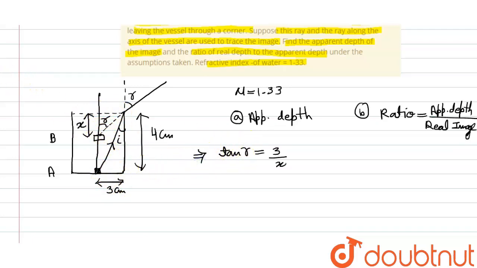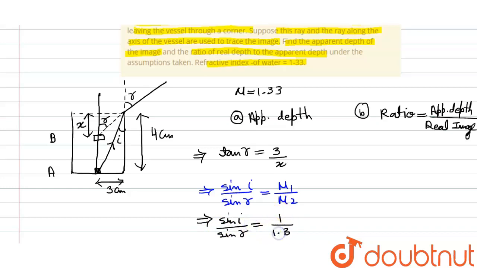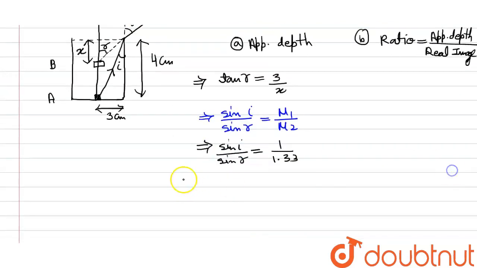And we know one relation, that sin i divided by sin r is equal to mu1 divided by mu2, where mu1 is the refractive index of air and mu2 is the refractive index of water. So we can use this equation. So we will write sin i divided by sin r is equal to 1 divided by 1.33. So we will further solve this and we will get sin r is equal to 1.33 into sin i.